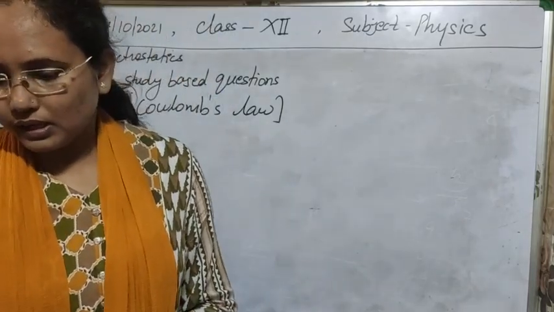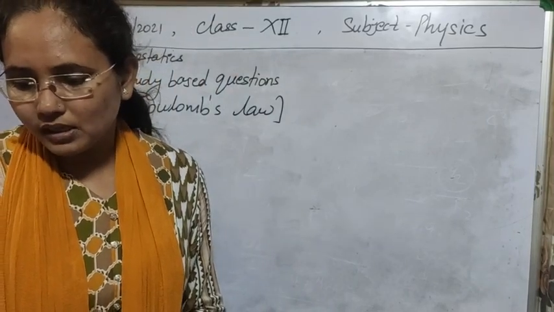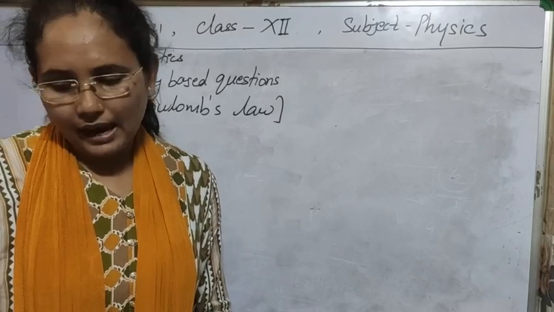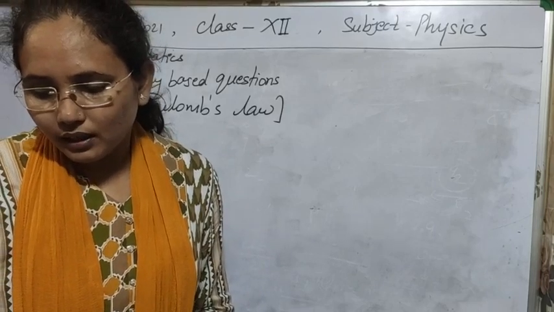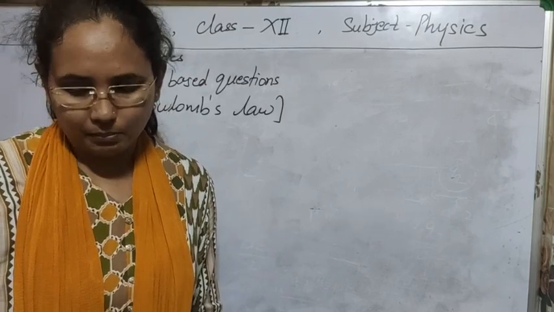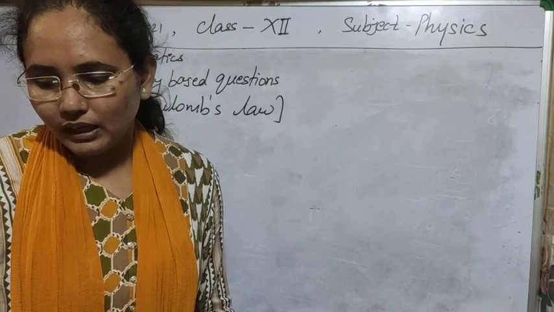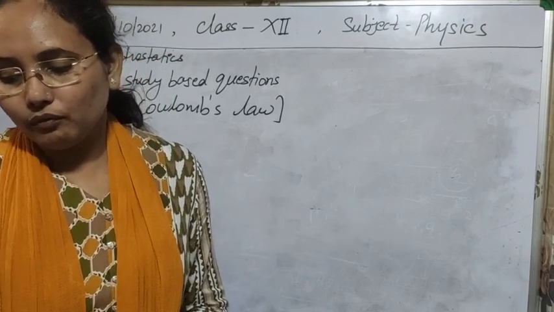The next question is: A and B are 2 identical charged spheres which repel each other with force F, kept at a finite distance. A third uncharged sphere C of the same size is brought in contact with sphere B and removed. Then it is kept at the midpoint of A and B. Find the magnitude of force on C.